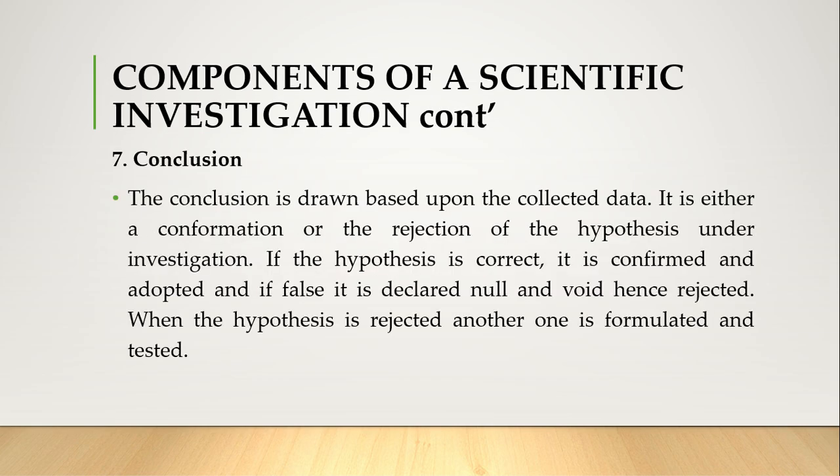Okay. Yeah, so finally we come to conclusion. So conclusion here is where you have to conclude. So what is the conclusion? Conclusion is drawn based on the collected data. So it is either confirmation or rejection of the hypothesis under investigation. So if the hypothesis is correct, it is confirmed and adopted, and if it's false, it is declared null and void, hence rejected. So when the hypothesis is rejected, another one is formulated and then tested. That is to say, when the hypothesis is rejected, you need to formulate another hypothesis. You get it, right?